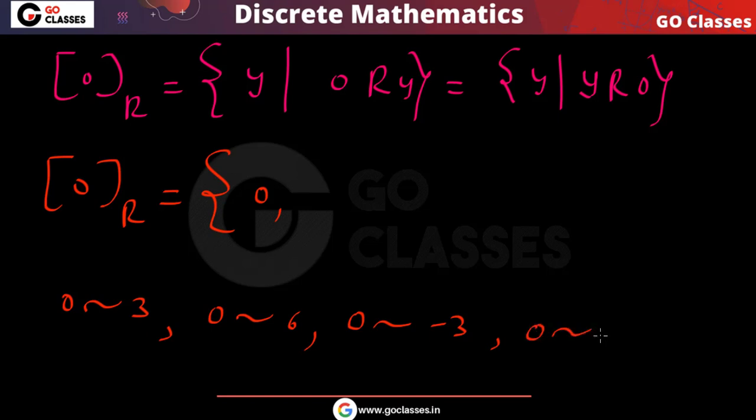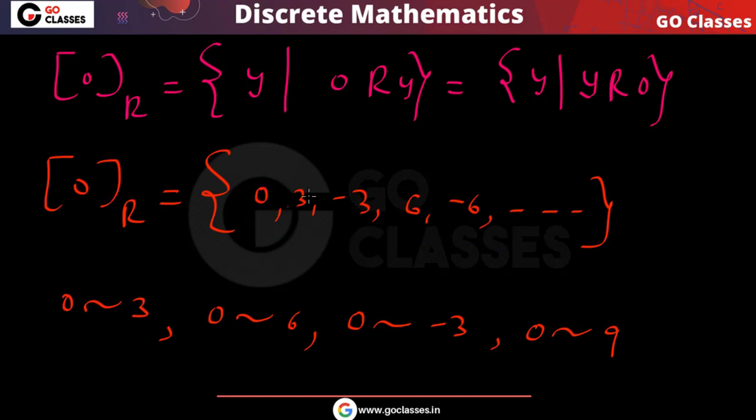So this is the idea. This 0 is equivalent to 3, to minus 3, to 6, to minus 6, and so on. This is the equivalence class of 0. The equivalence class of 0 has all those elements which are equivalent to 0, or I can say, all those elements which are related to 0.